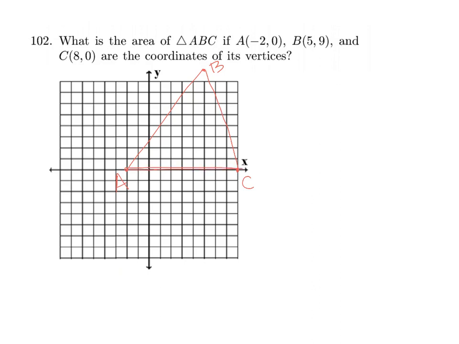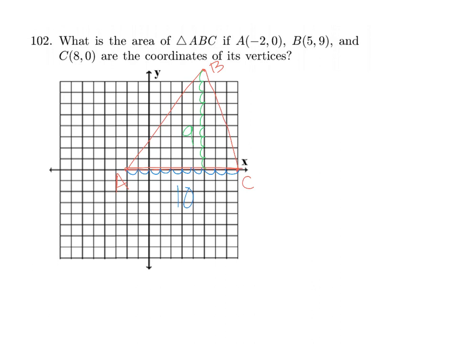And the base is horizontal, which makes this easy to do. So I have the base, which is 3, 4, 5, 6, 7, 8, 9, 10. 10 units long. And the height, which is 2, 3, 4, 5, 6, 7, 8, 9.